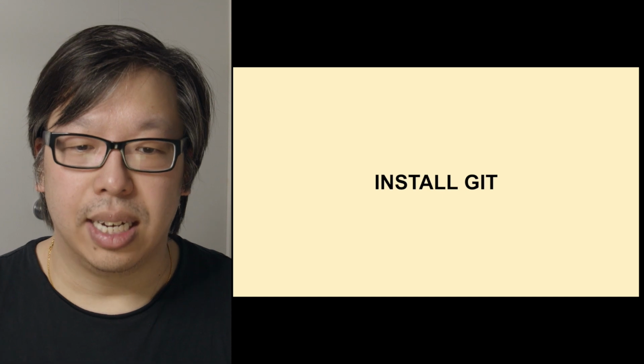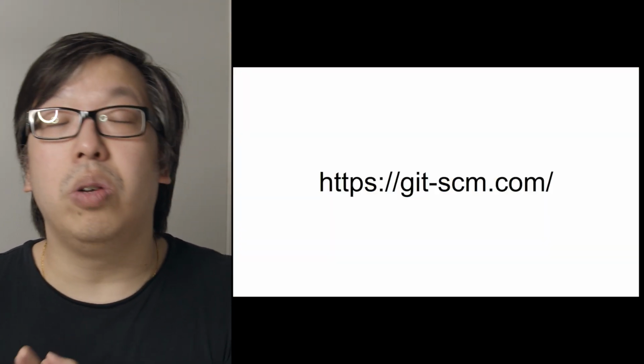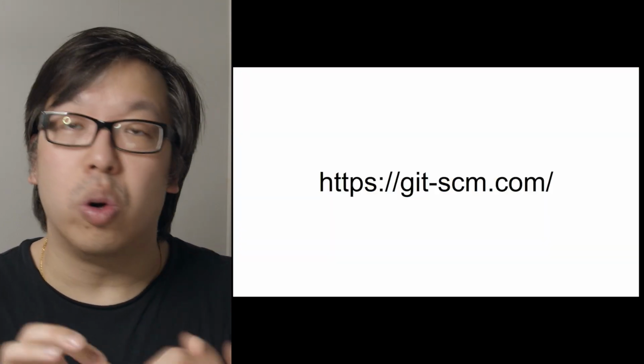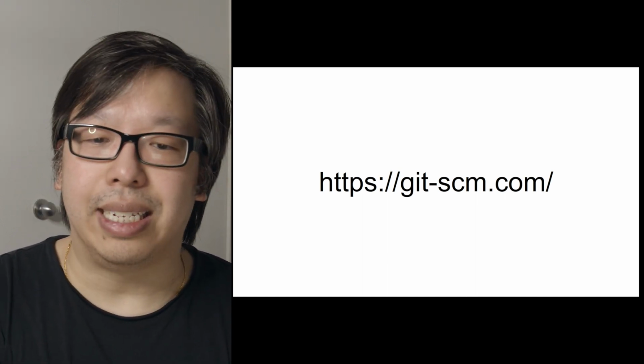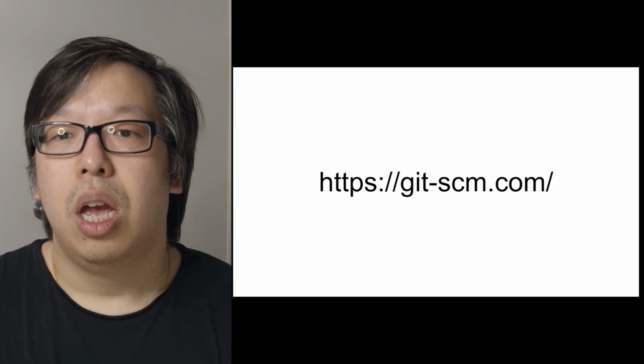So install Git. To install Git, you want to go to the Git website. You can literally Google Git or install Git, and you'll find this website, git-scm.com. When you go there, it'll actually have instructions on how to install Git on your machine, okay? So you want to install Git on your machine.